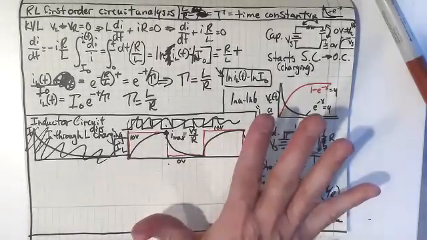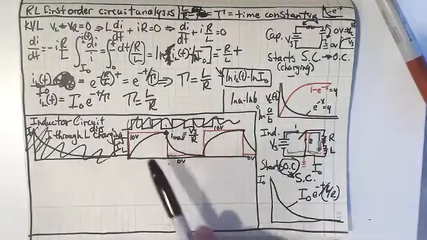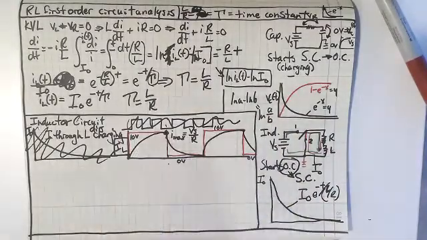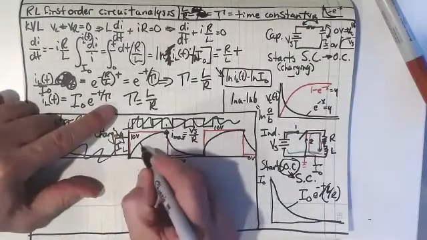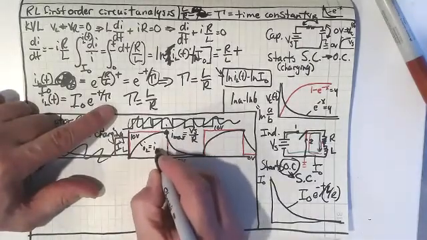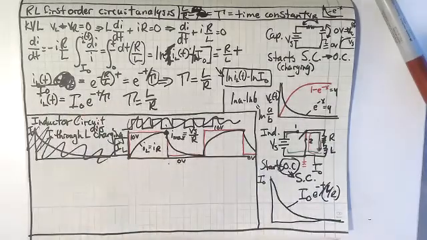Now, the black is the current in the inductor, and it's the current in the resistor. Now, what's the voltage?